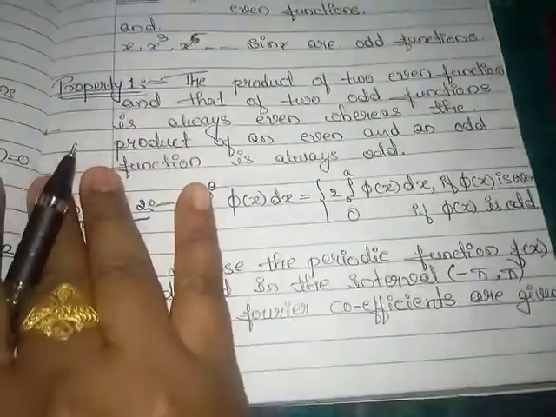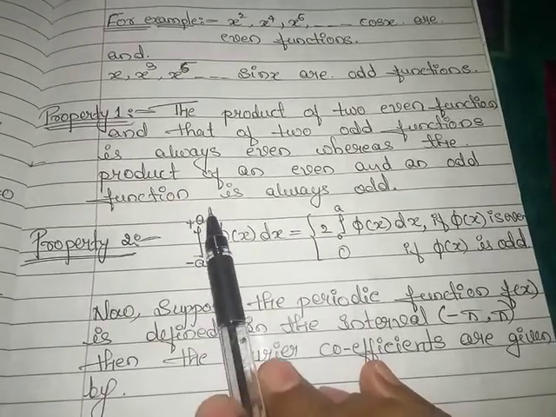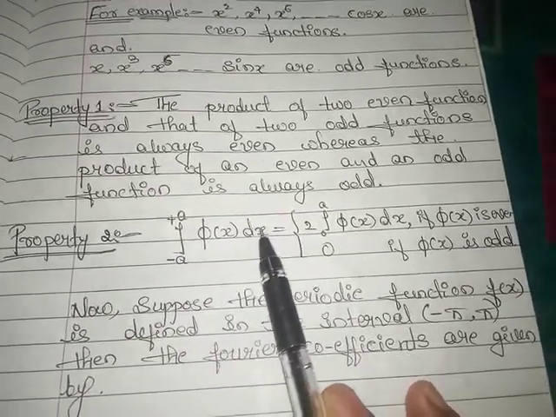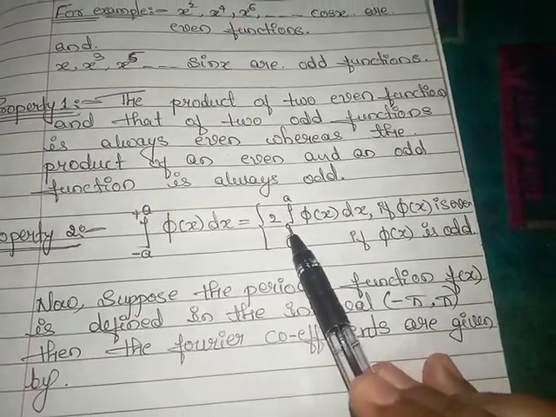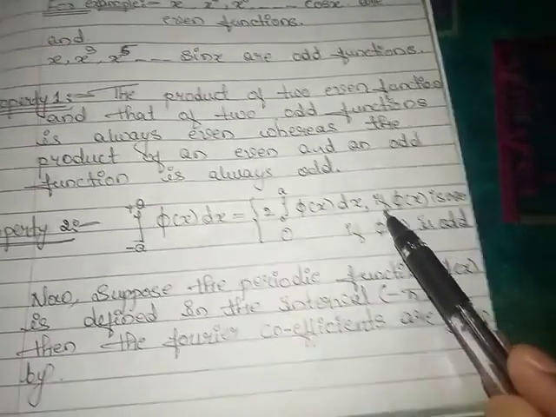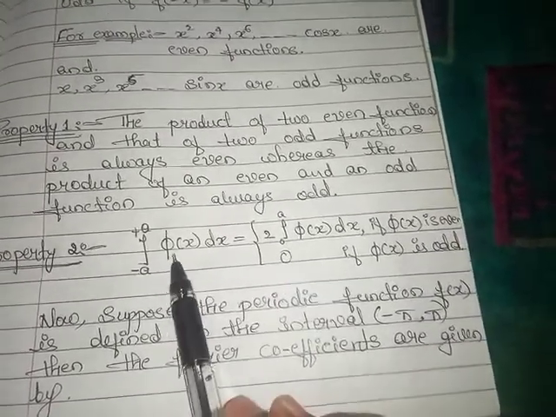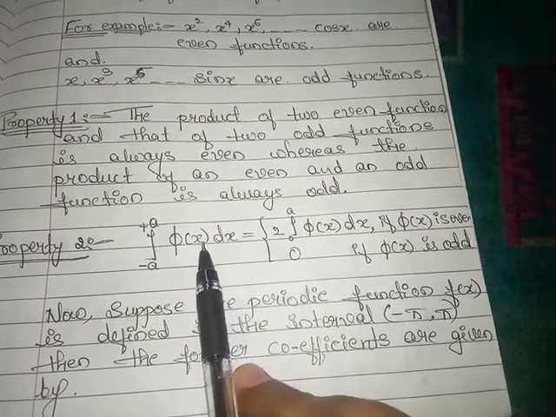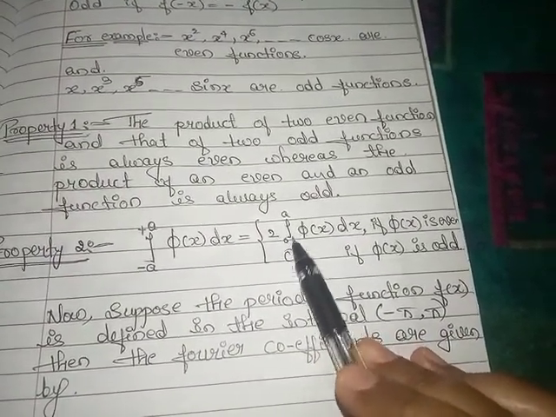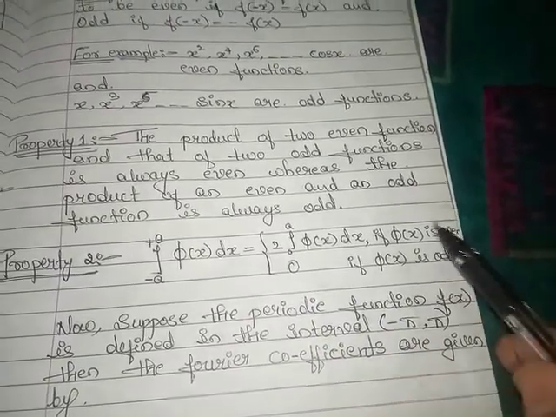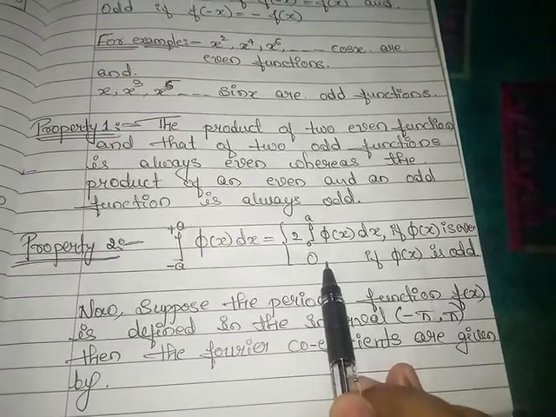Next property is: the integral from -a to a of φ(x) dx is equal to 2 times the integral from 0 to a of φ(x) dx, if φ(x) is even. Means the integral from -a to +a of φ(x) dx is 2 times the integral from 0 to a of φ(x) dx when φ(x) is even. When it is odd, we will get 0.